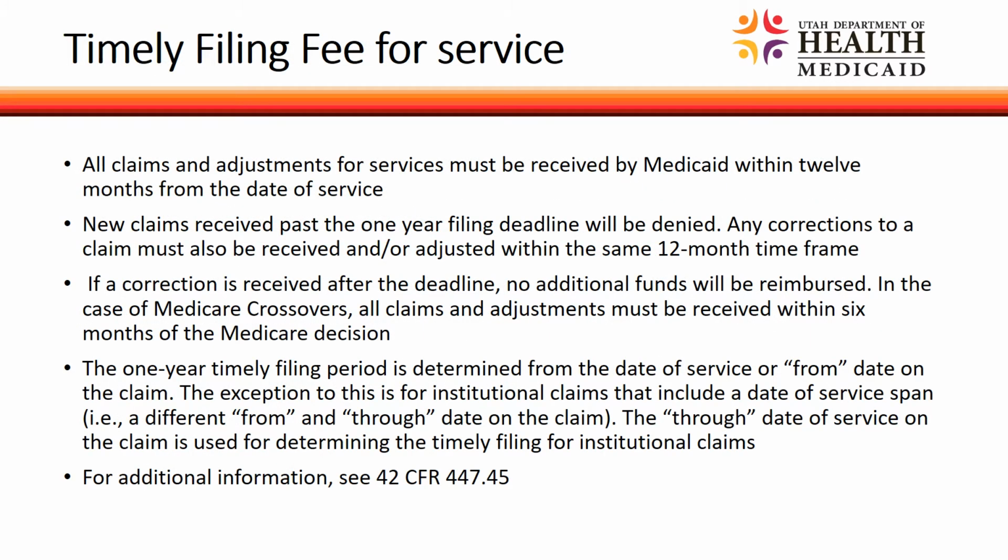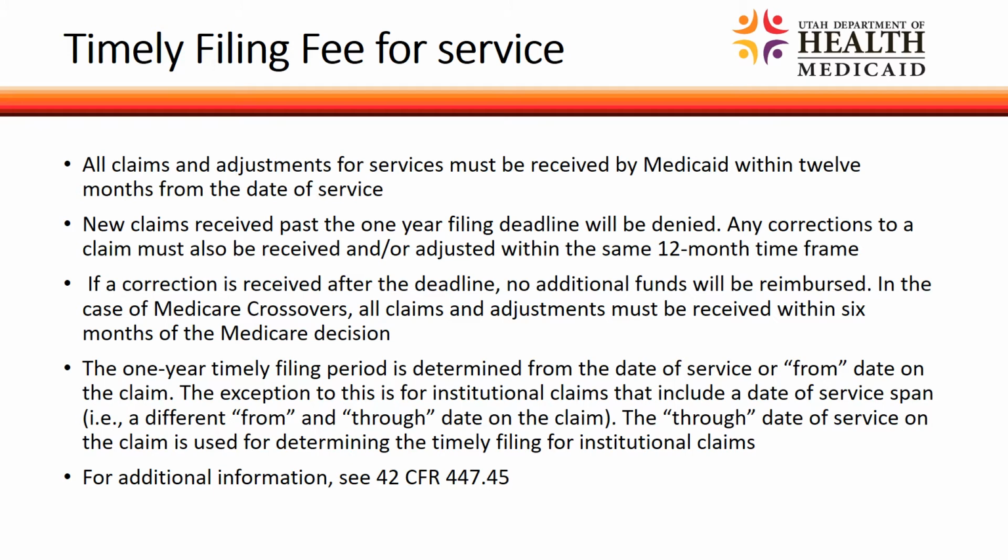Timely filing for fee-for-service. All claims and adjustments for services must be received by Medicaid within 12 months from the date of service, and new claims received past the 1-year filing deadline will be denied. Any corrections to a claim must also be received or adjusted within the same 12-month time frame. If a correction is received after the deadline, then no additional funds will be reimbursed.